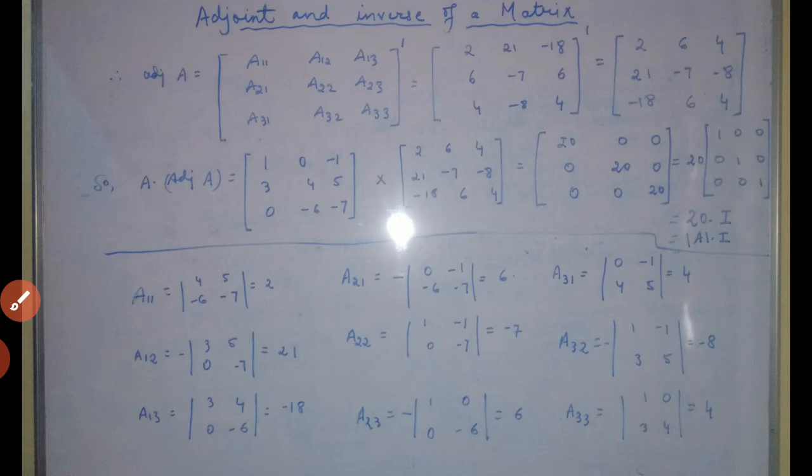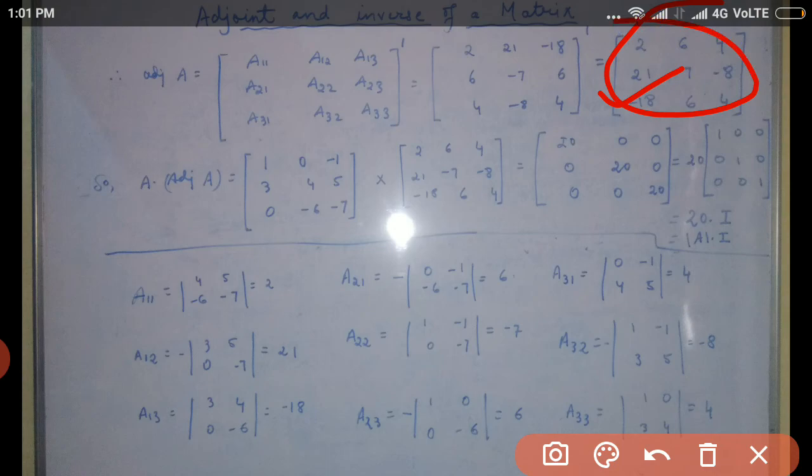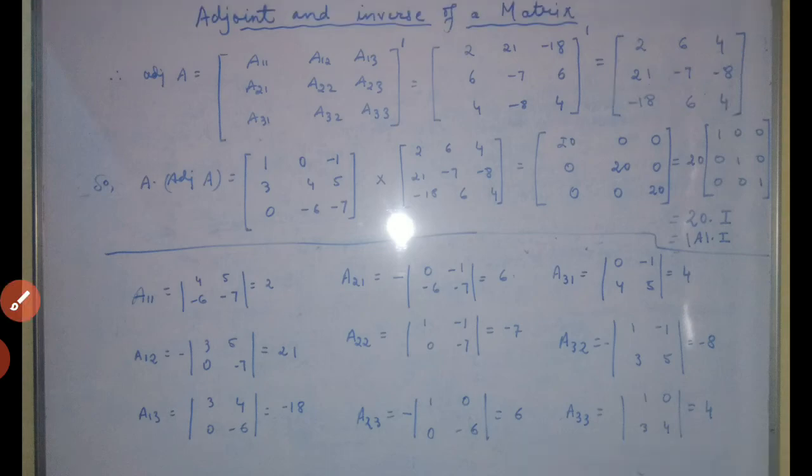So after transposing this matrix, we will get the value as 2, 6, 4, 21, minus 7, minus 8, minus 18, 6 and 4. Fine. So now we have found the value of adjoint of A in this way. Okay. Now, A into adjoint of A we have to find. So write the matrix A here first, and thereafter we will multiply the adjoint of A.